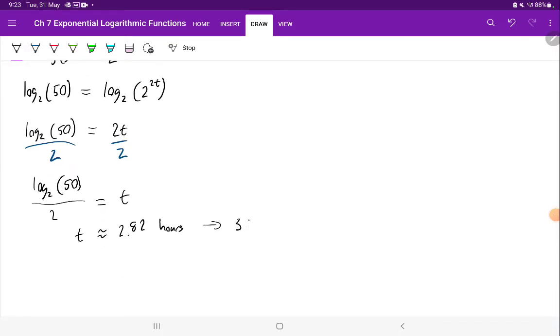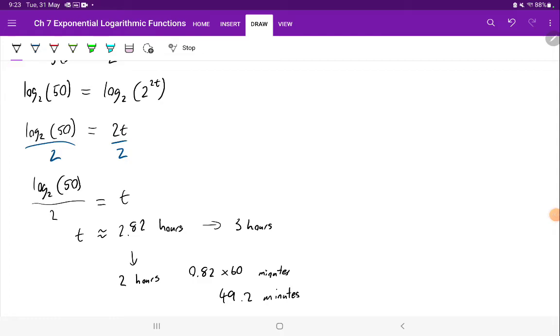Or, more likely, we probably want to write this as either rounding to hours, so just 3 hours, or if we wanted to do it to minutes, it'd be 2 hours and 0.82 times 60 minutes, which is 49.2 minutes. So you could either say 2 hours and 50 minutes, or you could say 3 hours, or you could say 2.82 hours, depending on what the question's asking you to do.